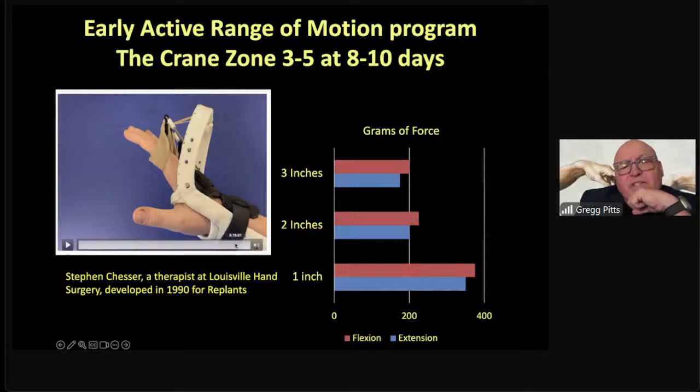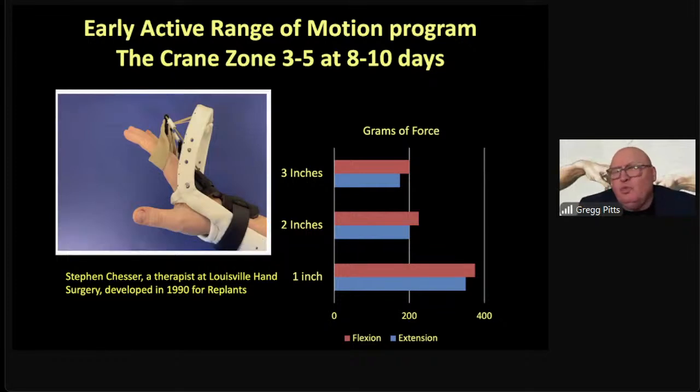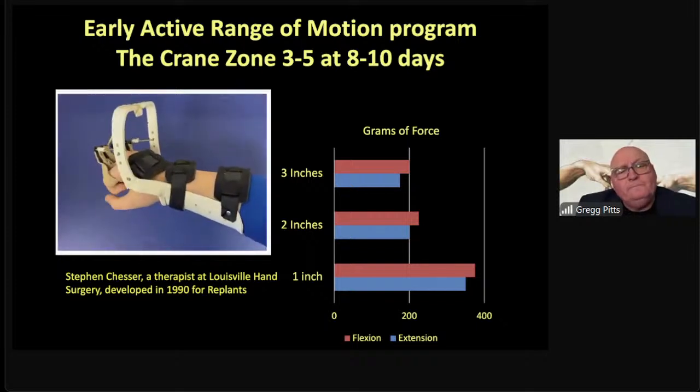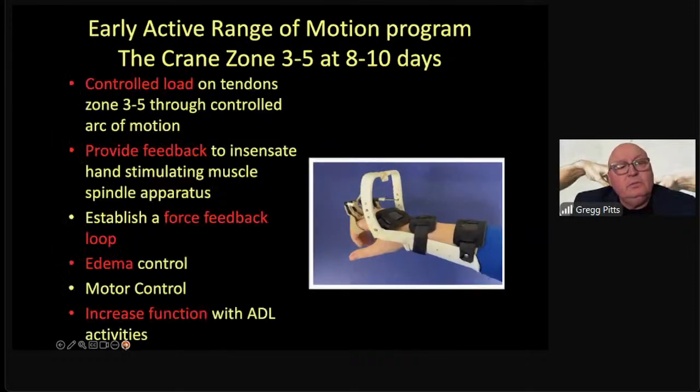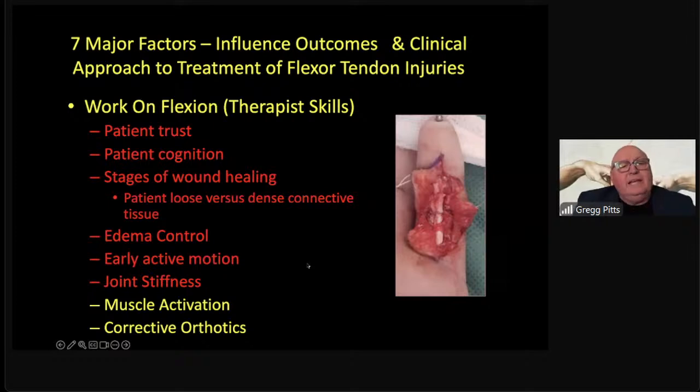The tension changes as you change the crane position from 1, 2, and 3. I was taught this back in 1990 by Stephen Chesser. This is the same concept that we use for the replant hand, and we've been using this with replant hand for 25 years, and I don't know why we can't use it for flexor tendons, particularly zone 3, 4, and 5. We showed this.